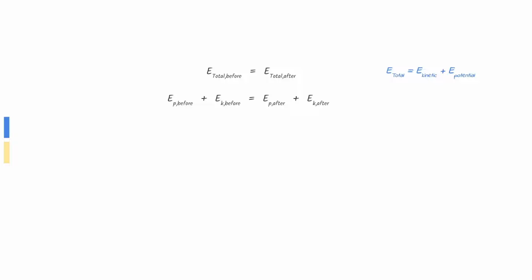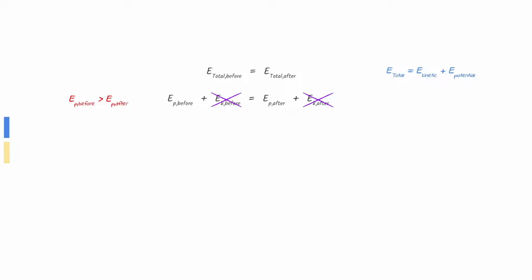The principle of conservation of energy states that the total energy before must equal the total energy after. Total energy is the sum of potential and kinetic energy. Since the car is moving at constant speed, there will be no change in kinetic energy.